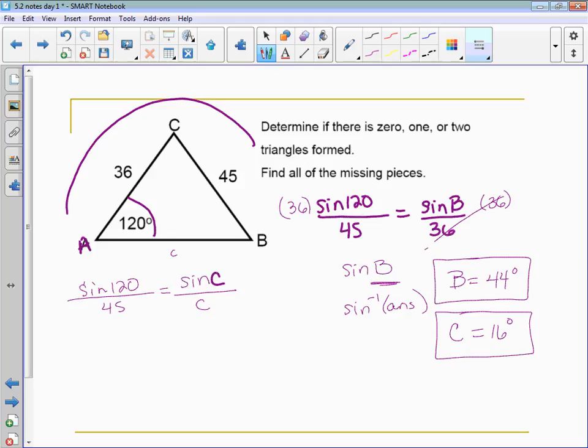Now you are back to just solving law of sines like you did on all of your other homework. So cross multiply, we would have C times sine of 120 equals 45 times sine of C. So to get C alone, divide by sine of 120. I'll wait for you guys to get there, then we'll talk about how to key that into your calculator.